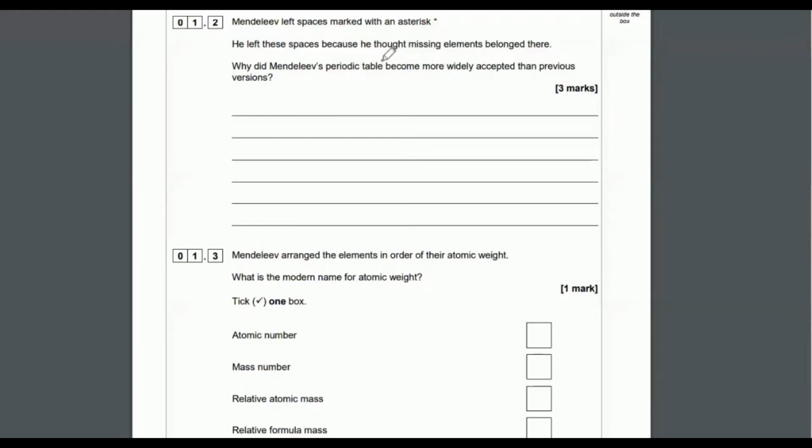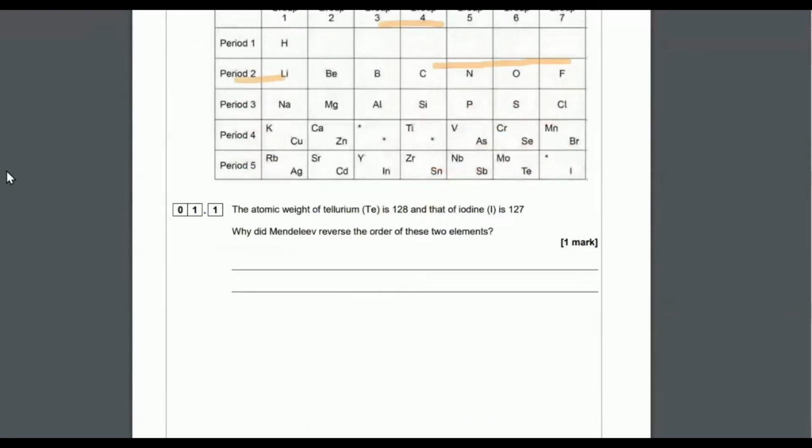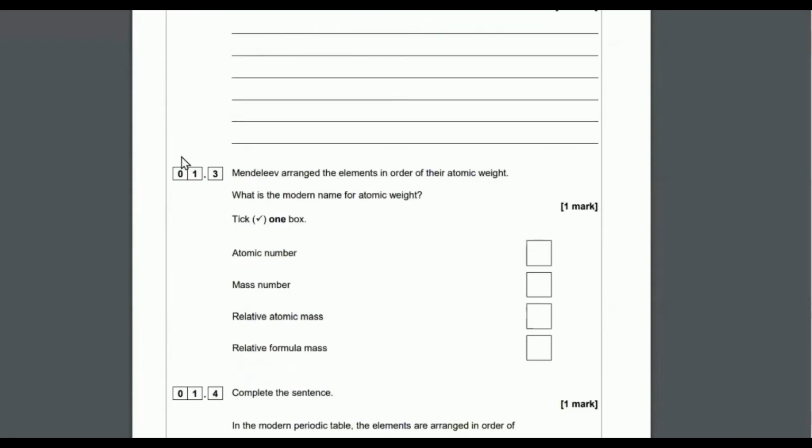Now 1.2 says Mendeleev left spaces or gaps marked with an asterisk. He left these spaces because he thought missing elements belong there. Why did Mendeleev's periodic table become more widely accepted than previous versions? So look, he left some spaces in his table. You can see them. They've got asterisks. I'm highlighting them here. Check out those asterisks. Now, elements should have gone there, but he was like, hey, I'm leaving a space here.